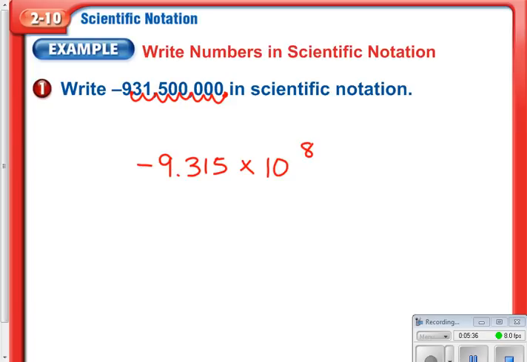Now think about this. Positive 8 would move to the right 8 times. And that's going to look more like that answer up there. So it needs to be a positive 8.